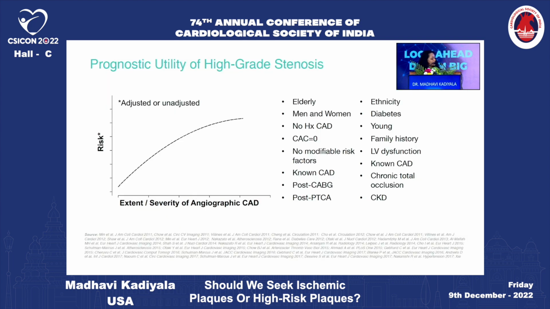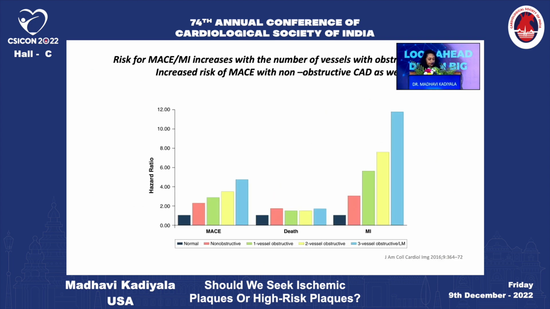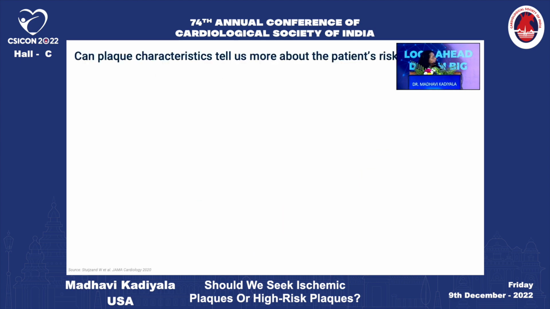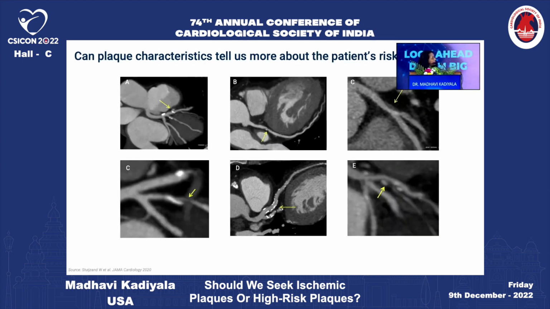We also know that high-grade stenosis carries a bad prognosis across all kinds of patient populations. This shows that when you have disease in multiple vessels, so these are 1 vessel, 2 vessel, and 3 vessels, there's increasing risk of cardiac events, death and not death, but infarction. However, you also see increased risk of events in the case of non-obstructive plaque. Why is that? Can plaque characteristics tell us more about the patient's risk?